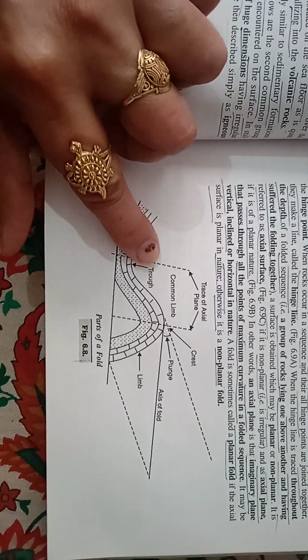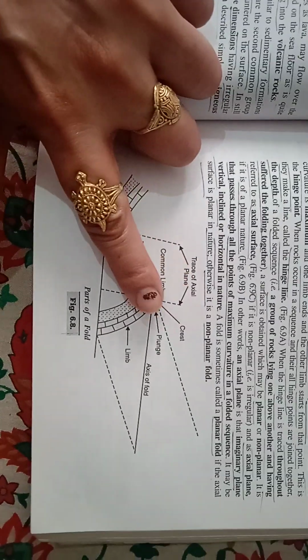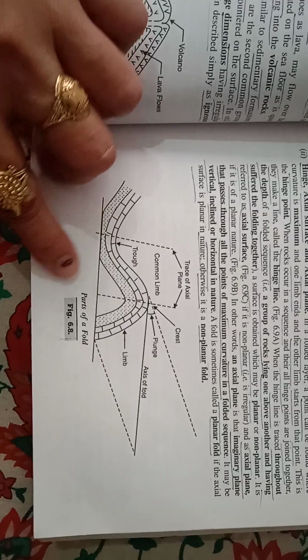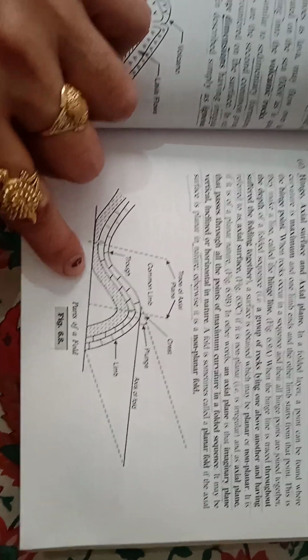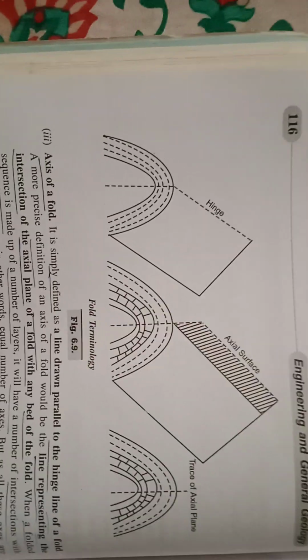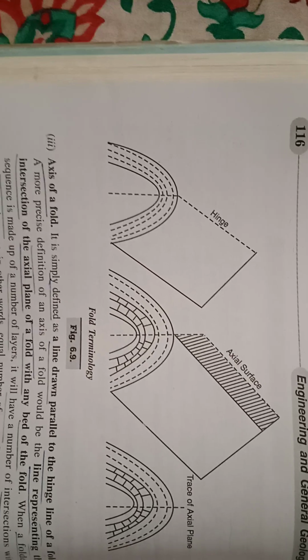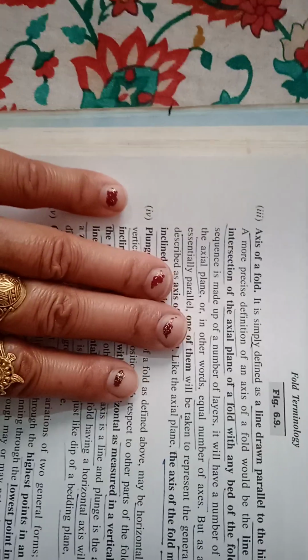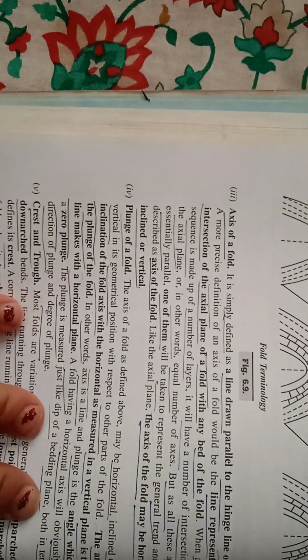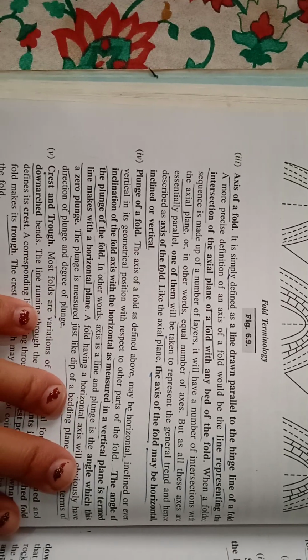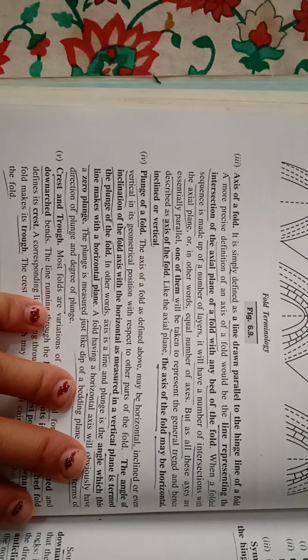Trace of axial plane, common limb, crest, plunge, axis of fold, limb, trough: parts of a fold. Figure. So this figure indicates fold terminology: hinge, axial surface, trace of axial plane. Axis of a fold. It is simply defined as a line drawn parallel to the hinge line of a fold.